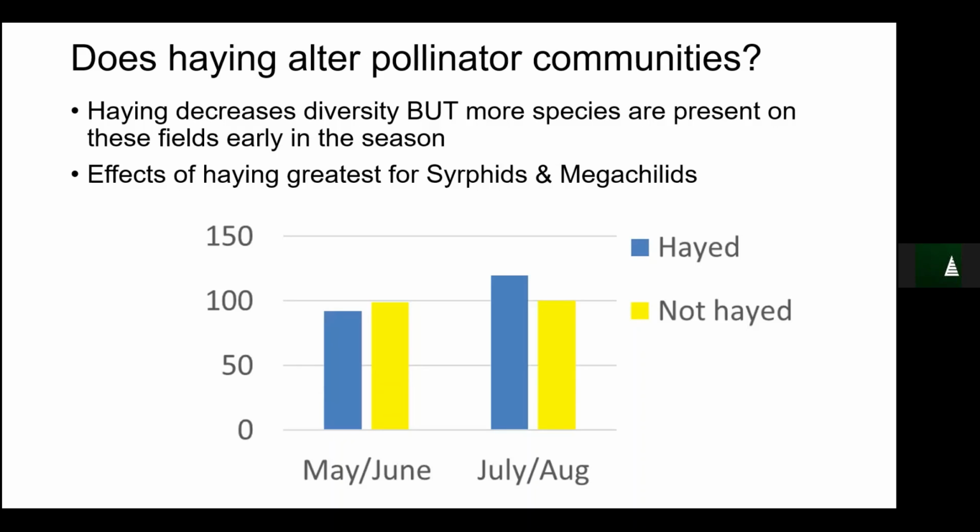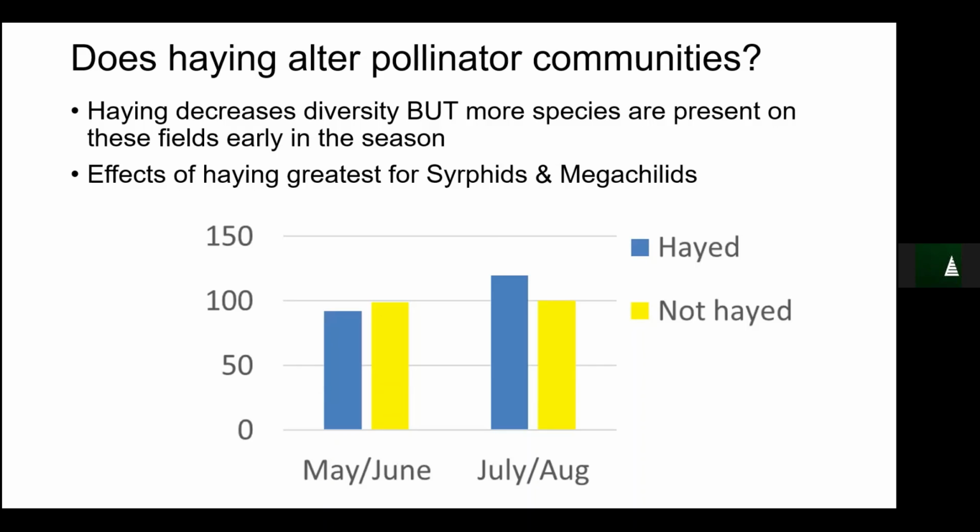If you look at hayed fields early in the season, the overall diversity of pollinators was about 120 species, and it goes down to slightly shy of 100 after haying. But if you look at the early season and late season number of pollinators in sites that were not hayed, it goes from about 99 to 100 species over the course of the season. It's very similar. So what's interesting is that haying decreases diversity, but more species are present on fields that are going to be hayed early in the season. And I'm not really sure why that is, but I think it's quite interesting.